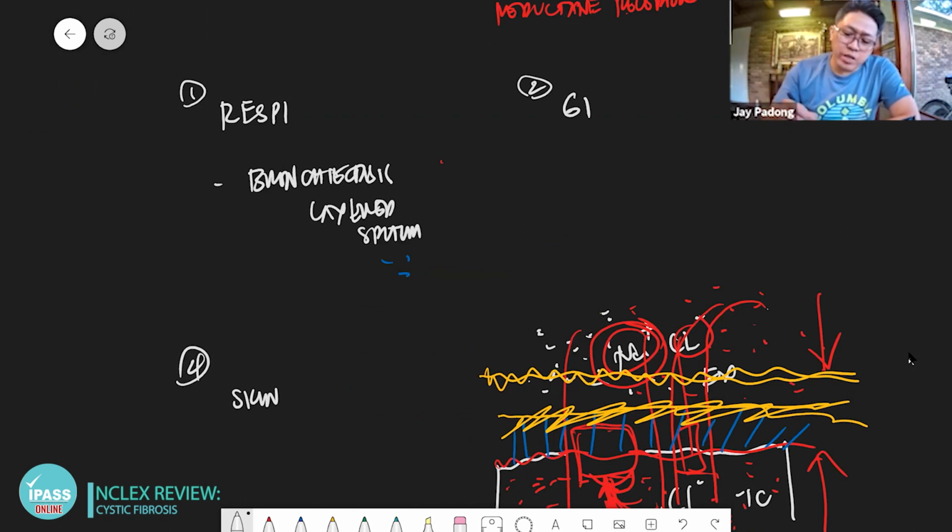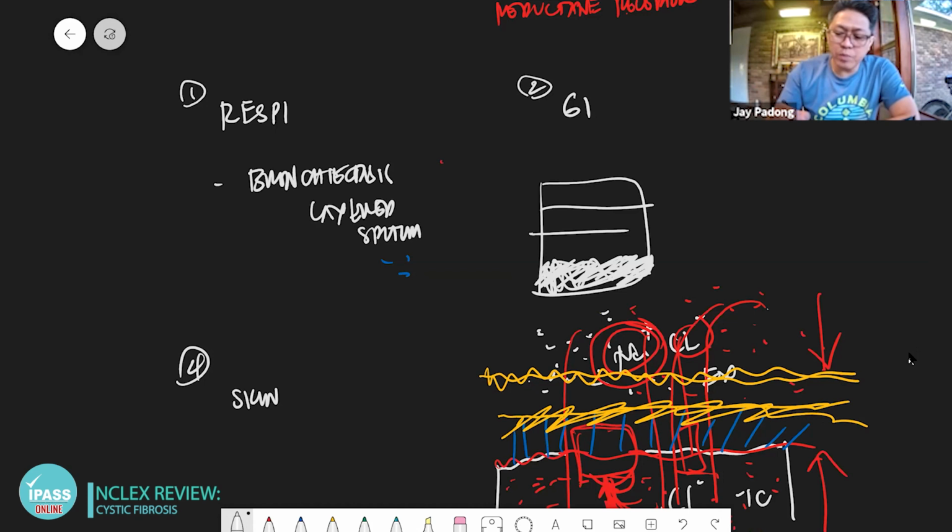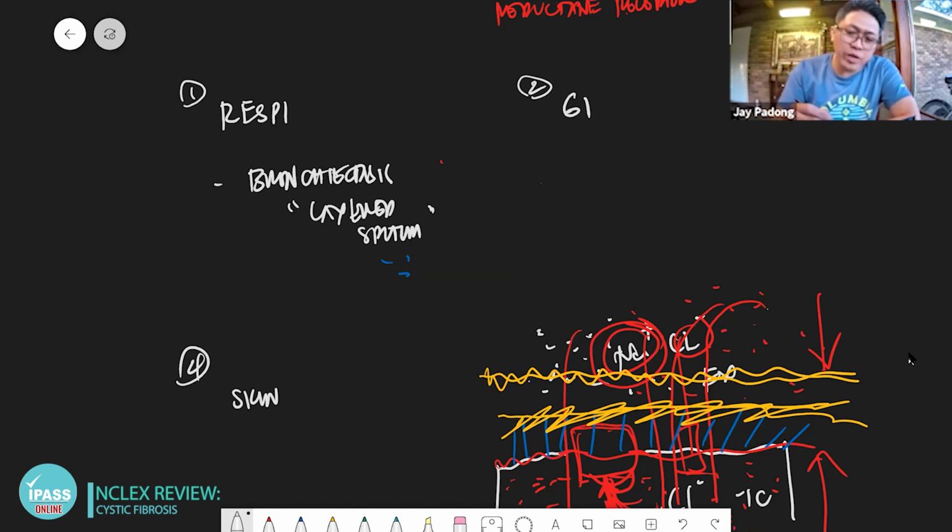Layered sputum is like this. Down here, it's too much thick yellowish sputum. In the middle, some kind of bloody secretions. And here is a little whitish secretion. So that's layered, layer to layer. Okay? So that's layered sputum. That's characteristic of your bronchiectasis present in your what? In your cystic fibrosis.